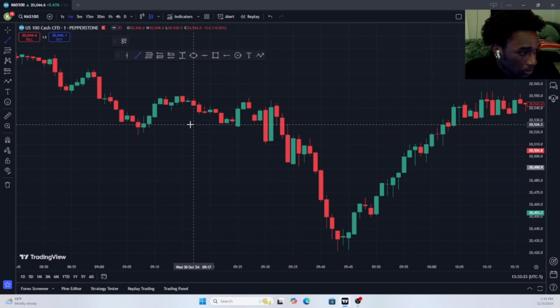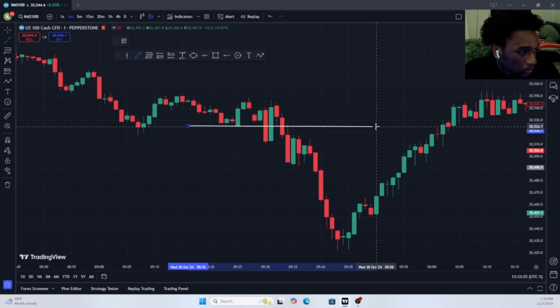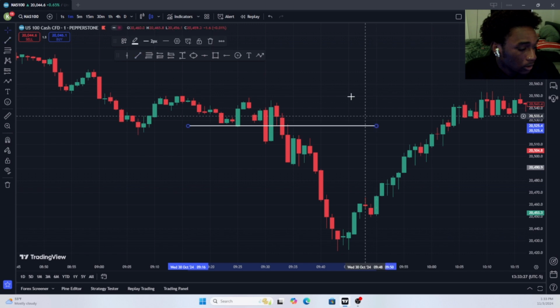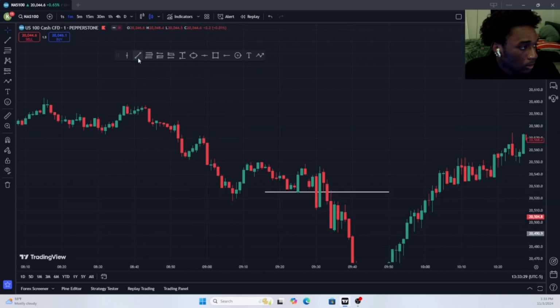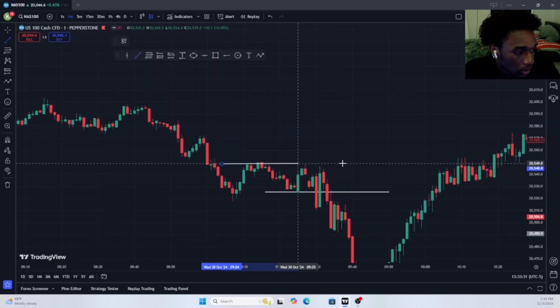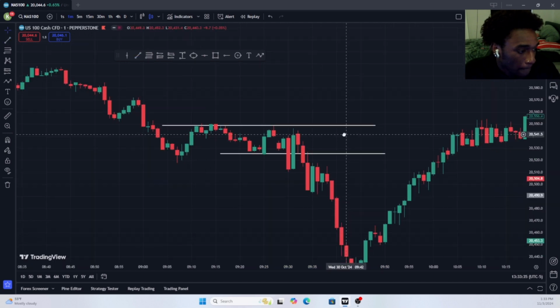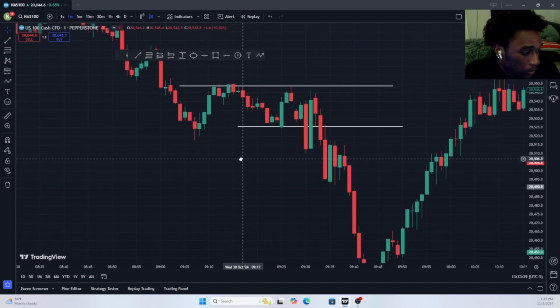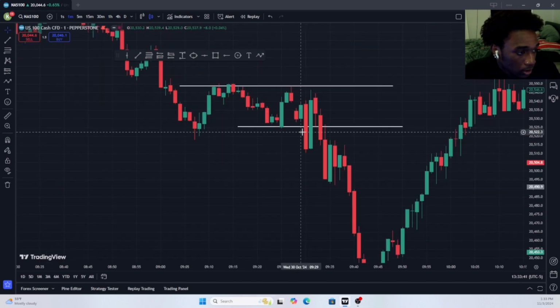As you guys can see, we have support right here. We have resistance right here, right? Now we would wait for a breakout at 9:30. 9:30 hits, get the breakout.